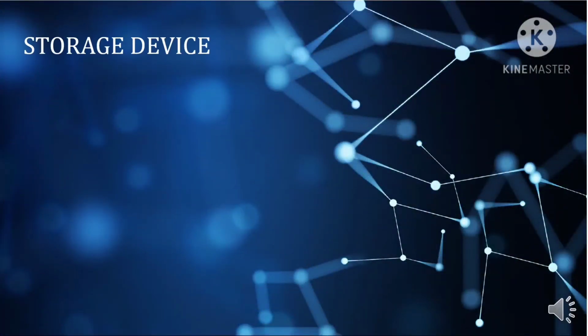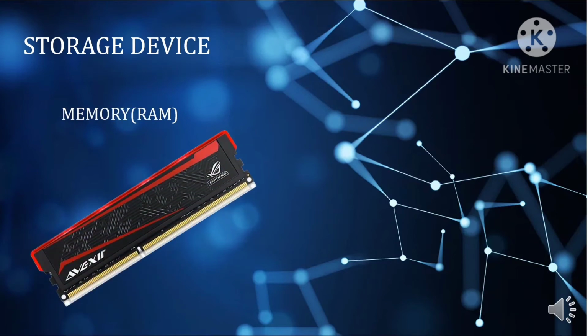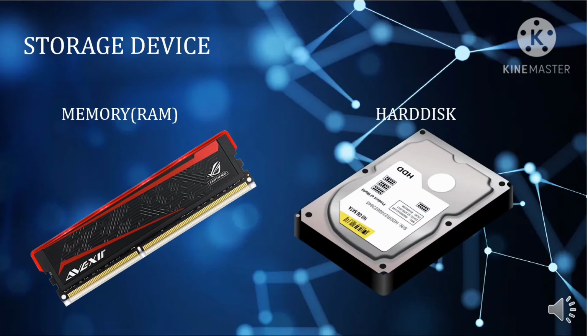The third component, the storage device, includes number 1. Memory or RAM. Memory is a component that functions to process data and features on a computer. The last, hard disk. Hard disk is a computer component that serves as the main media for data storage on the computer.